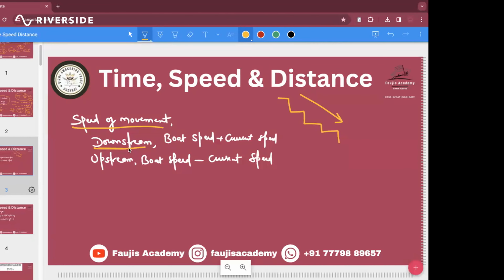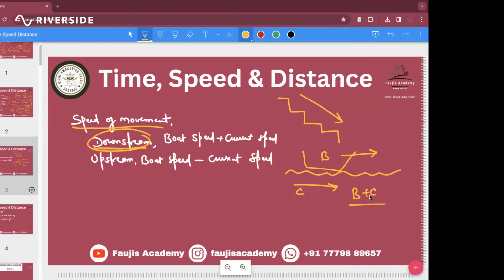So if it is downstream, there will be two speeds: the current, and let's say a vessel, a boat. There'll be some speed of this boat. The direction of current is also in this way. Let's represent it as C. So in the downstream, you are going in the direction of the current. What will be the effective speed, guys?